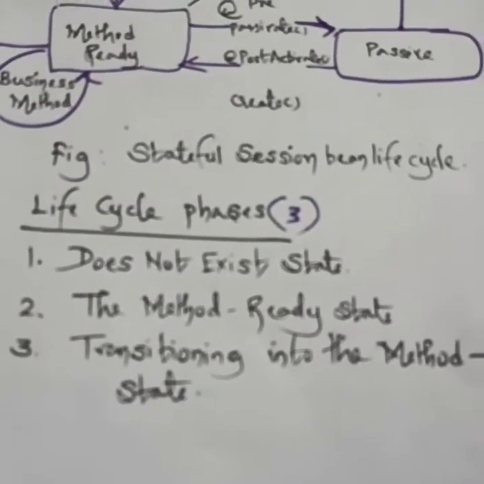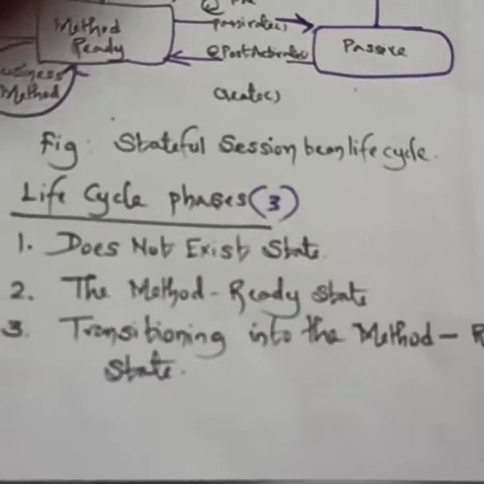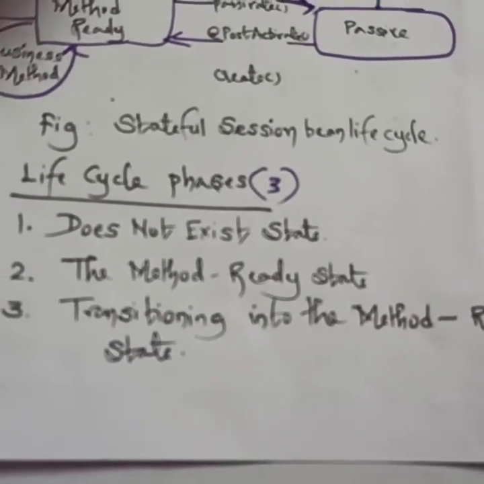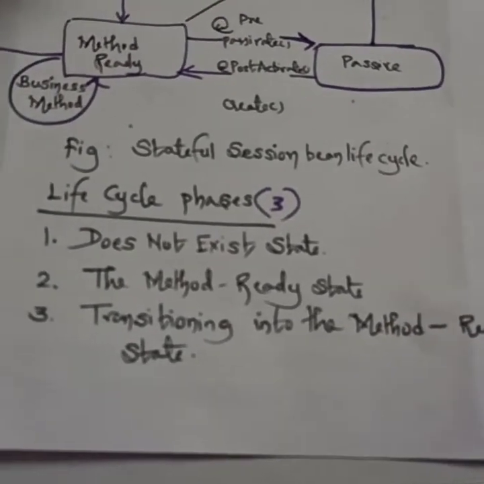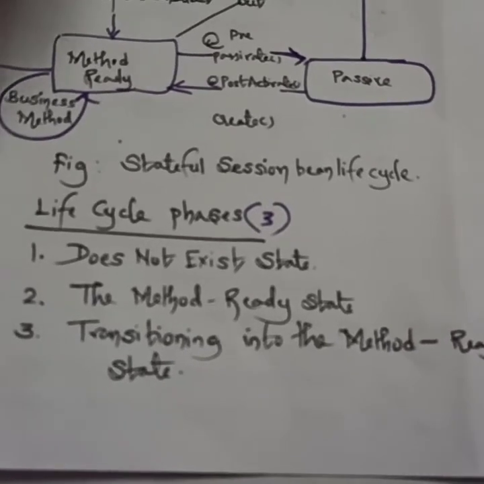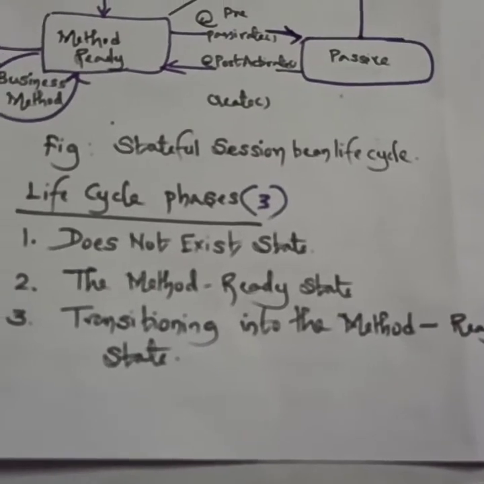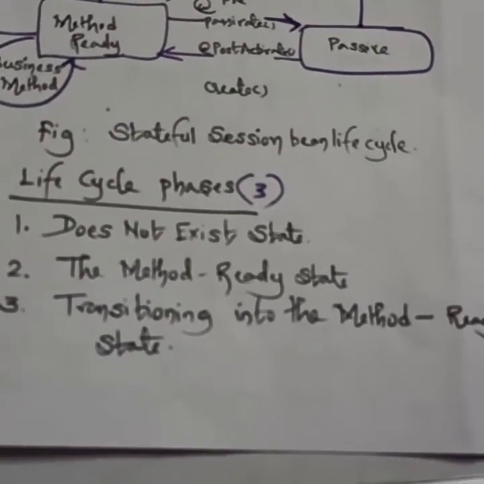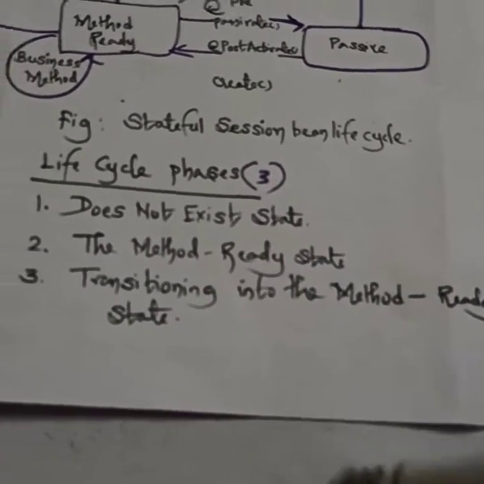As we already discussed, a stateful session bean goes through three different stages: does not exist, method ready state, and transitioning into the method ready state. In the case of a stateless session bean, we discussed only two states, but in the life cycle of a stateful session bean, there are three different stages: does not exist, method ready state, and transitioning into method ready state.